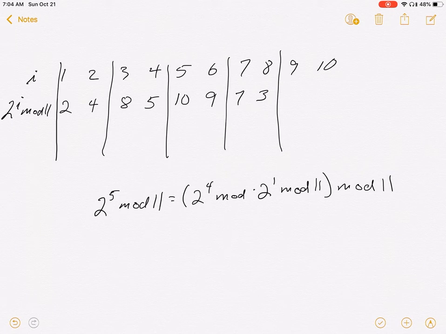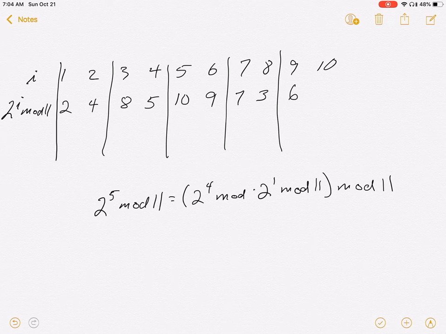2 to the 9 will be 2 to the 8 times 2 to the first, all mod 11. That's going to be 6. And we could do 10 a couple of ways. 2 to the 10 mod 11 is 2 to the 9 times 2 to the first, all mod 11, which is 12, which has a remainder of 1 when divided by 11.